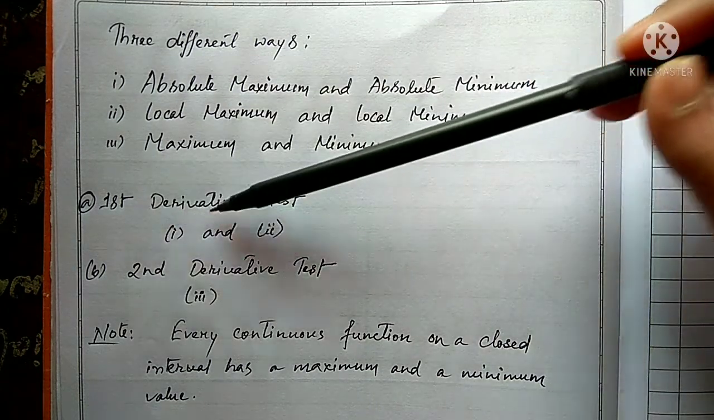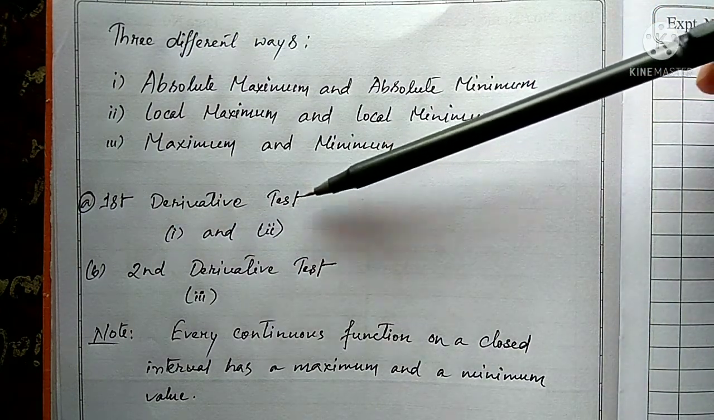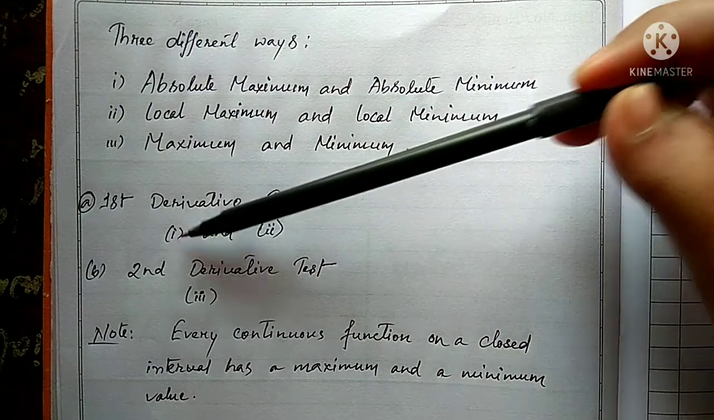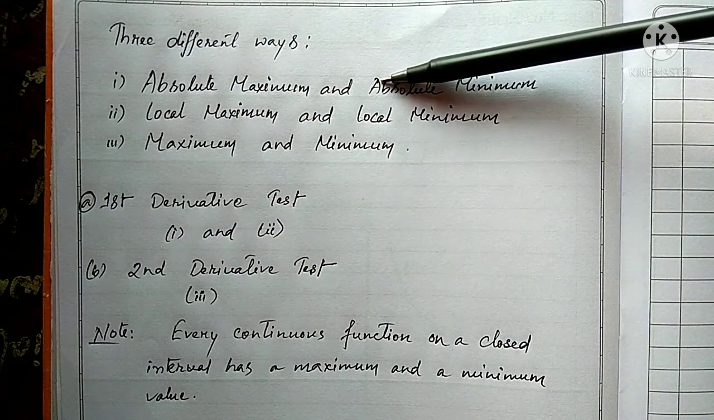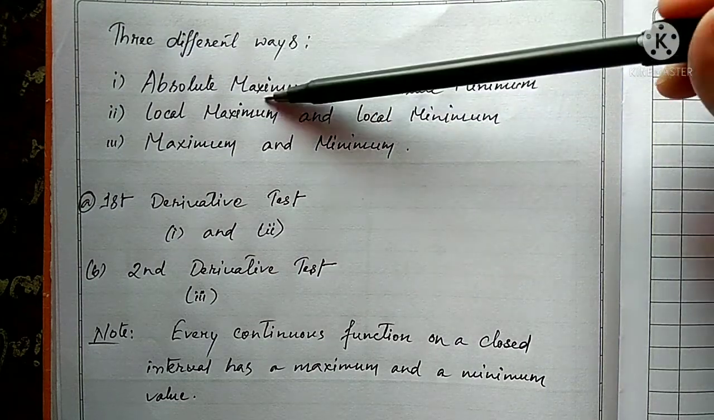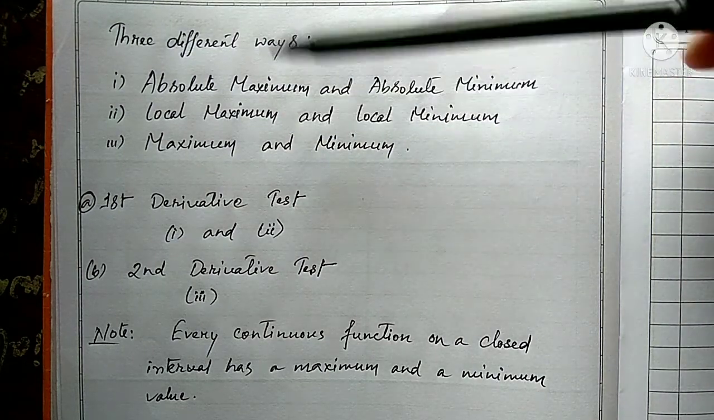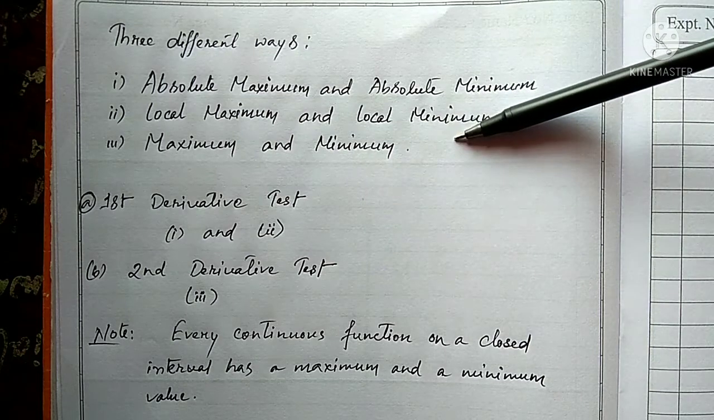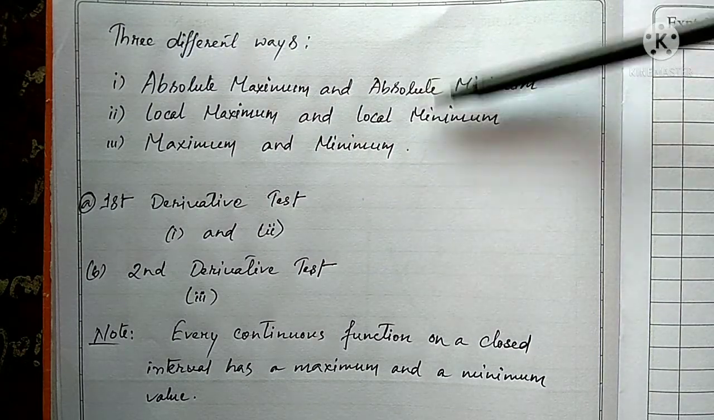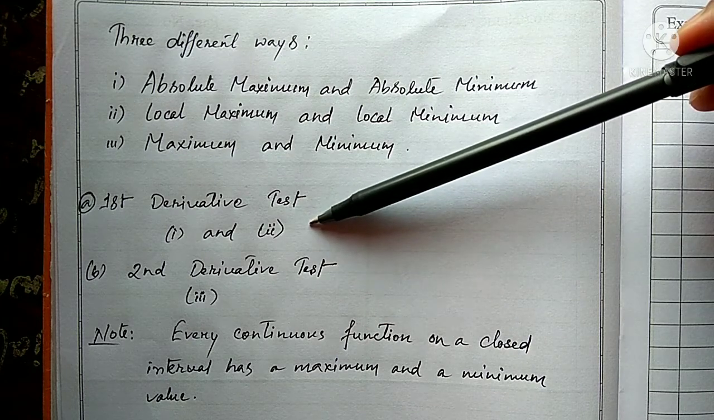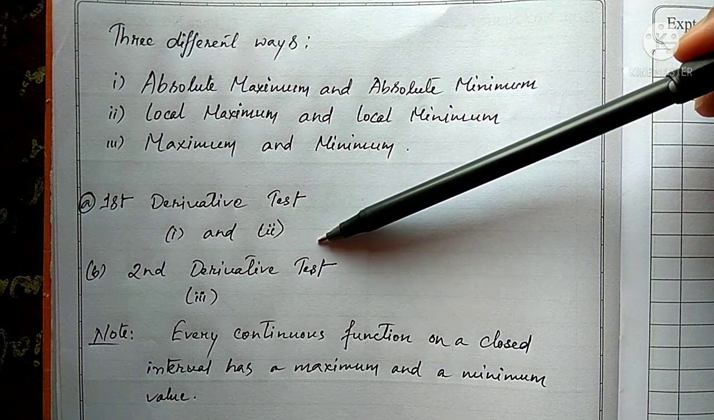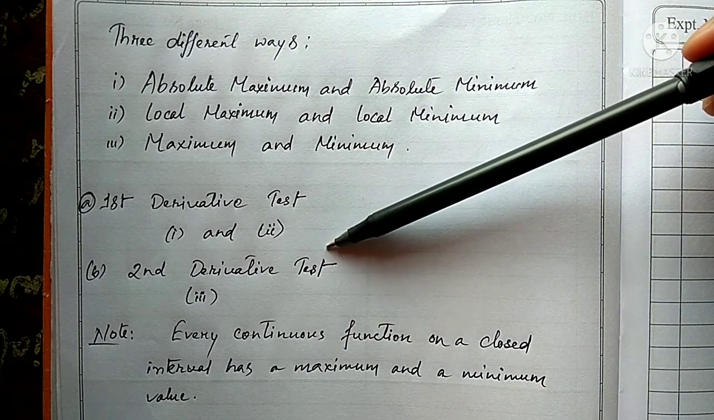So now here, written after that, you see first derivative test. Actually, what is first derivative test? And under this, written here, 1 and 2. That means the first two topics. The first two methods, absolute maxima and absolute minima, or local maximum and local minimum, we solve through the first derivative test. That means here we have to define it only one time. First derivative, all of you know.